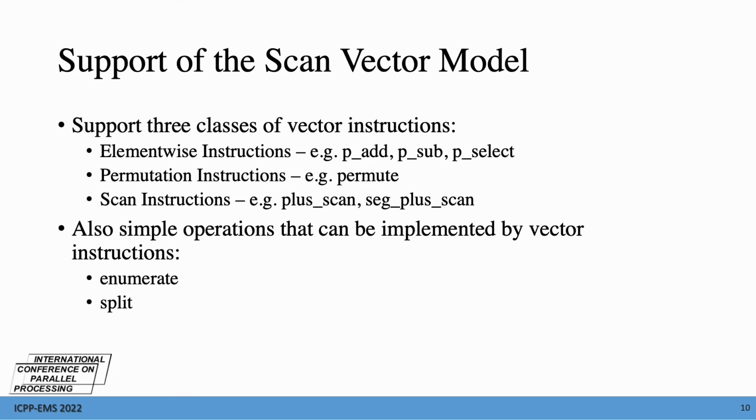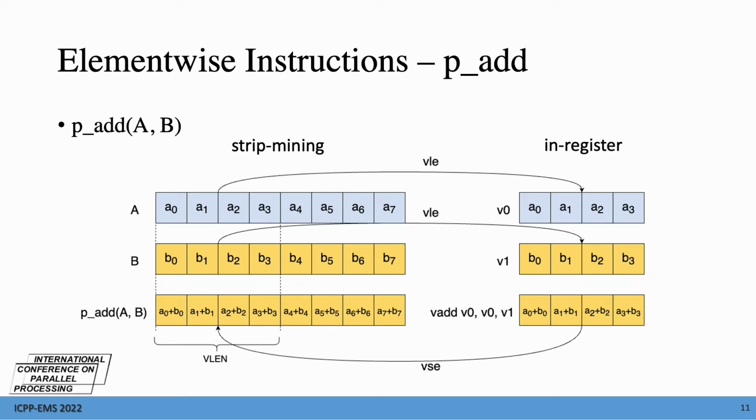Now I'm going to show how we support the scan vector model for RISC-V. We support three classes of primitive instructions in the scan vector model: element-wise instructions, permutation instructions, and scan instructions. We also support simple operations that can be implemented by these instructions, like the enumerate operation or split operation. Now I'm going to show how these vector instructions are implemented in RISC-V. For demonstration purposes, details are simplified. The full source code of our implementation using RISC-V intrinsics is provided in the paper.